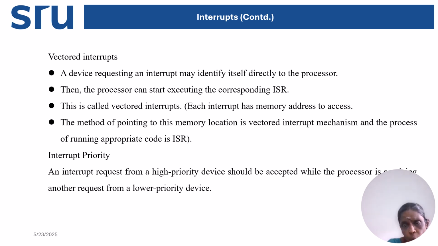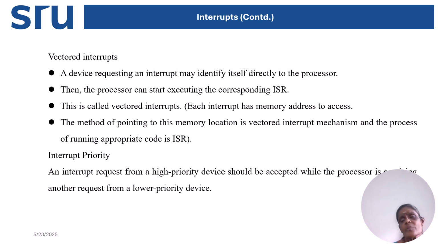Each interrupt has a separate memory address to access. The method of pointing to this memory location is the vectored interrupt mechanism. After identifying the device, it automatically goes to the memory location corresponding to that device. The method of pointing to this memory location is the vectored interrupt mechanism, and the process of running the appropriate code is the ISR, interrupt service routine. And then, interrupt priority.